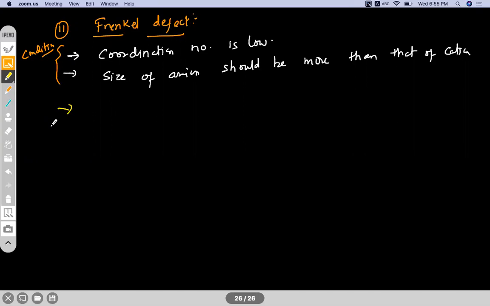See, in alkali metal halides, the sizes of cation and anion are very much similar, the difference is not that great. Hence, alkali metal halides do not show this kind of defect. Okay, write down this point. The size difference in alkali metal halides is not high, hence Frenkel defect is not observed.